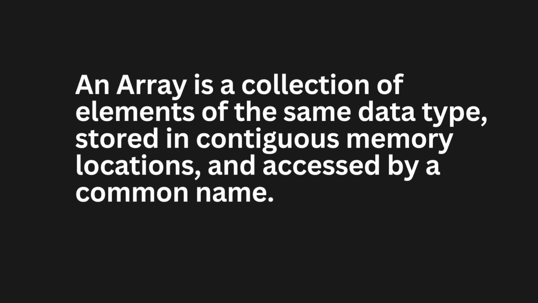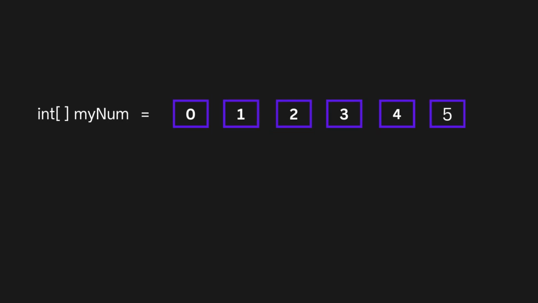An array is a collection of elements of the same data type stored in contiguous memory locations and accessed by a common name. Arrays allow us to store and manipulate multiple values of the same type, making our code more efficient and easier to read.